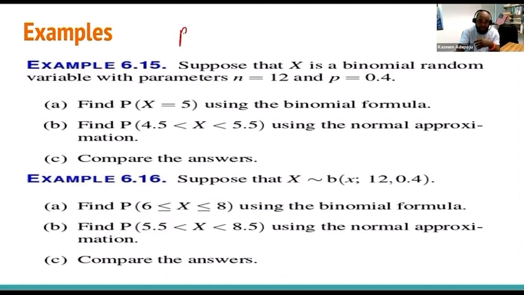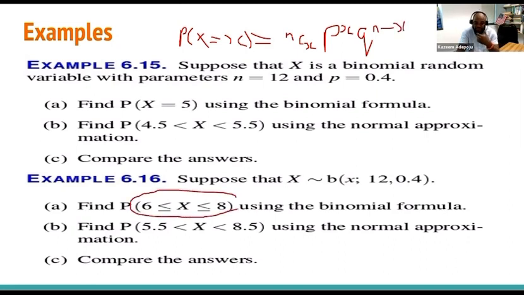Don't forget what you're going to use. You remember the probability of X equal to x in binomial, which is basically n combination x, times p raised to power x, and q, which is 1 minus p, raised to power n minus x. That's what you're going to use if you want to find this out, where you find it when X equals 6, 7, and 8. And don't forget, you already know your n and p are 12 and 0.4.